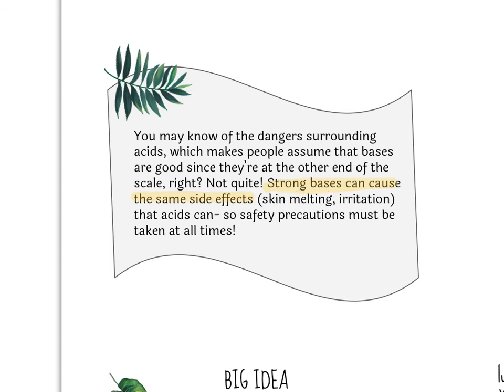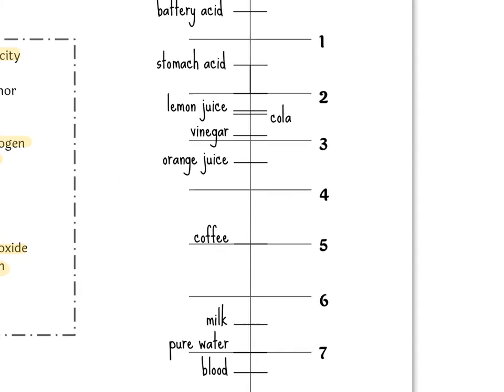Strong bases, which are on the other end of the scale, would be like a pH of 13 or 14. Strong bases can cause the same side effects, like skin melting and irritation, that acids can. So safety precautions must be taken at all times, even if you're just working with, oh, it's just a base. It could still melt your fingertips off. So keep that in mind.